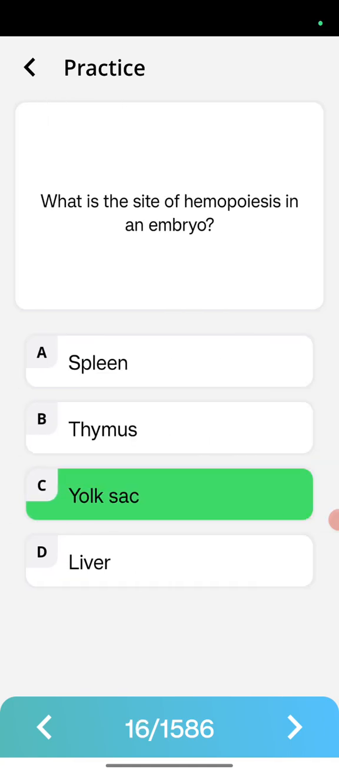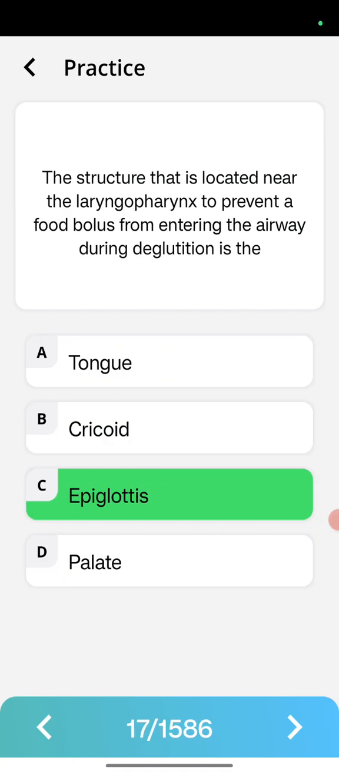What is the site of hematopoiesis in an embryo? Yolk sac. The structure that is located near the laryngopharynx to prevent food balls from entering the airway during deglutition is the epiglottis.